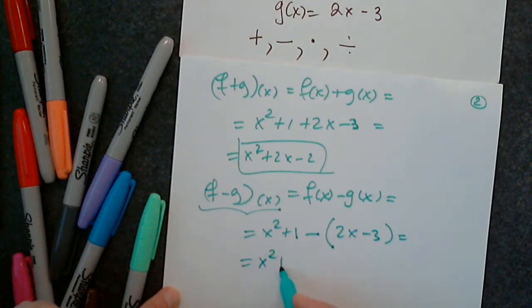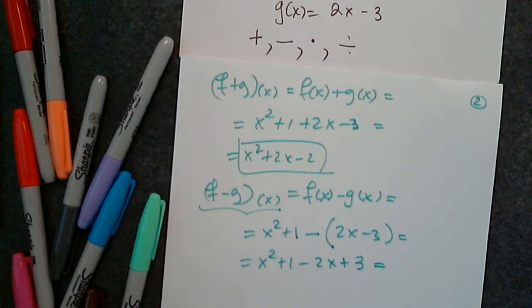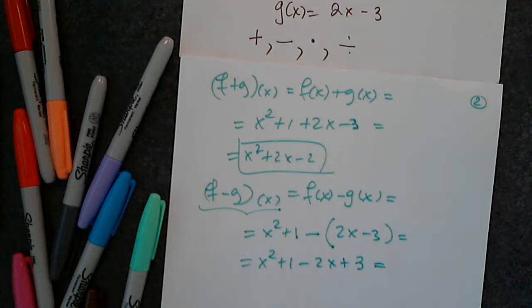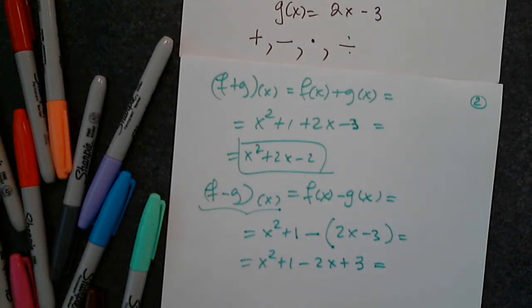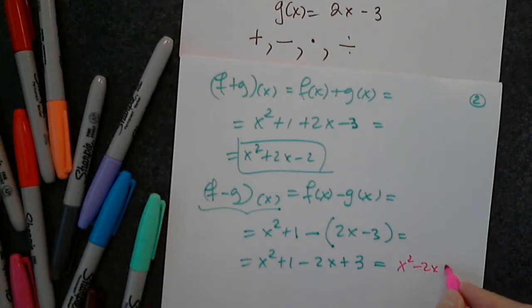So this is x squared plus 1 minus 2x plus 3. We're just distributing inside parentheses. I will combine like terms, in descending order: x squared minus 2x plus 4. This is a new function that was created by the difference of those two.